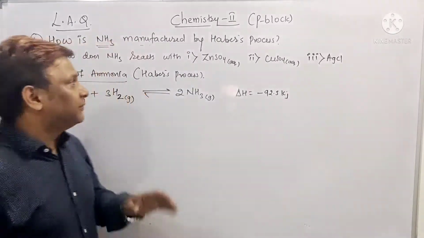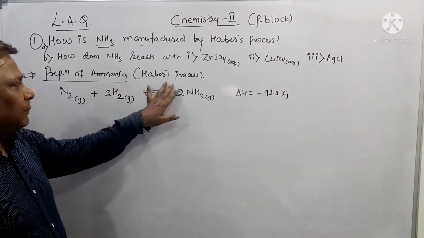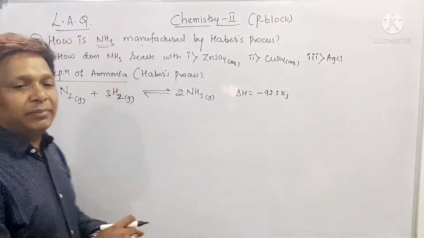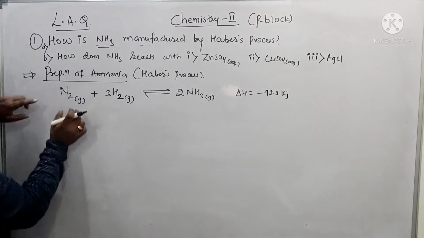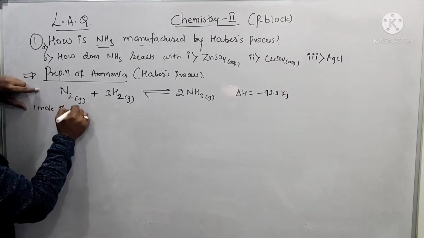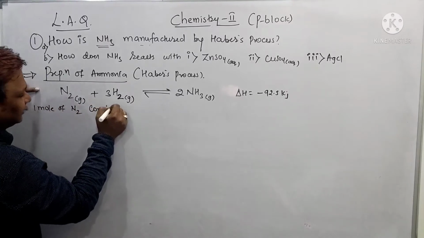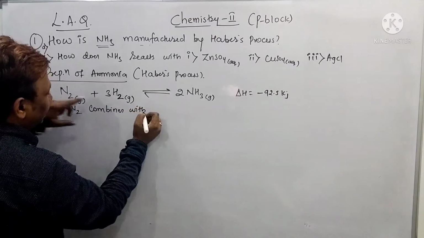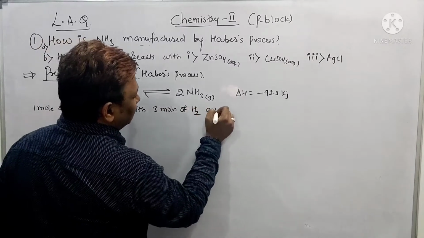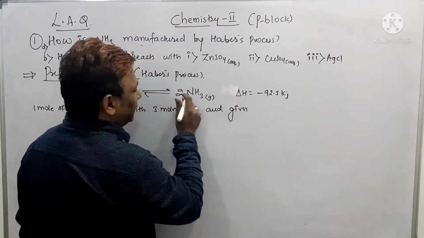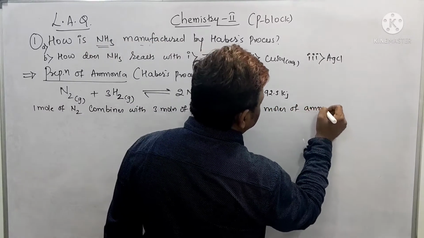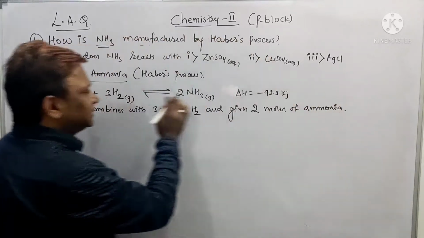How to score the 8 marks: the first part you have to write is preparation of ammonia by Haber's process. Write down this reaction; for writing this reaction you will get 1 mark. By seeing this reaction, can we write one statement? So I should say 1 mole of N2 combines with 3 moles of H2 and gives how many, beta? Gives 2 moles of ammonia. This is the first point we have to write by seeing the equation.